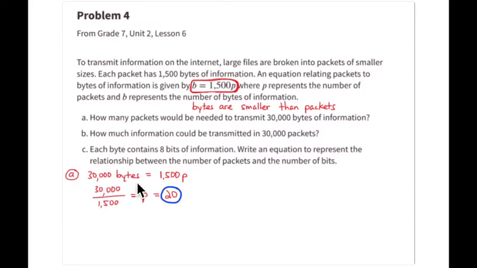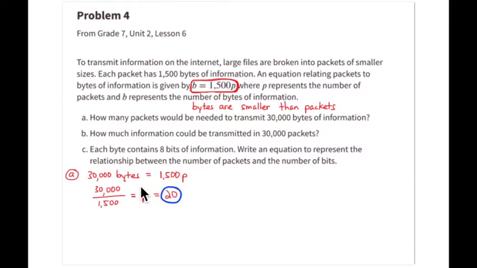So 30,000 bytes, the number of bytes is equal to 1,500 times the number of packets. So I have 30,000 bytes. Every time I can take out 1,500 bytes, that's equal to a single packet. So how many times can I do that? Well, that's multiplying this 30,000 times the reciprocal of 1,500. So this 1,500 is the constant of proportionality. But now we're going backwards. We're going the other way. We're going towards figuring out the number of bytes that this equals.